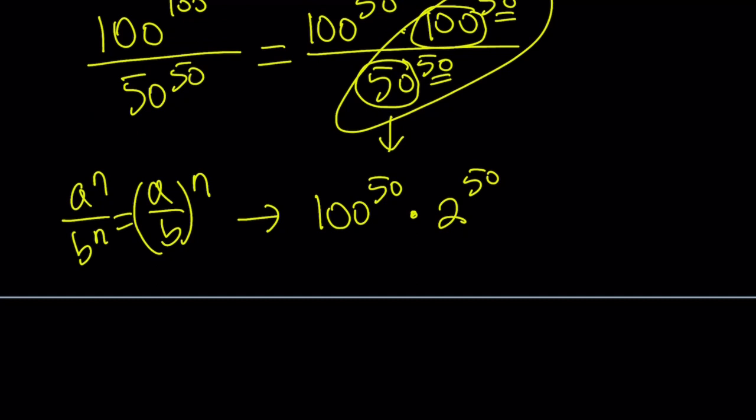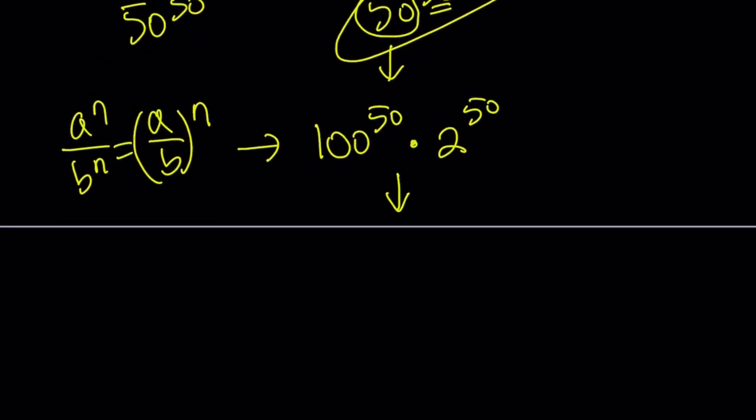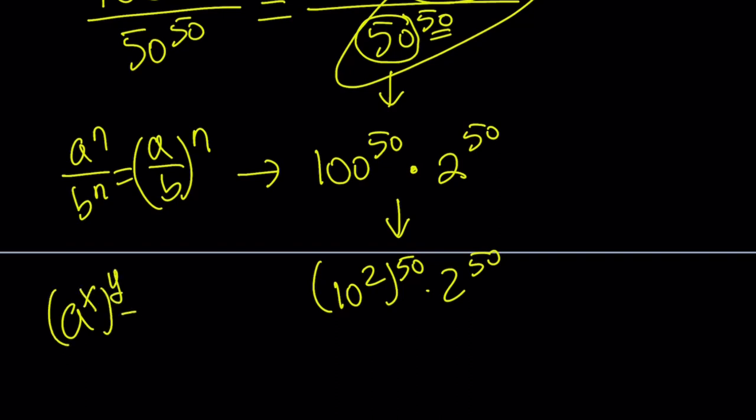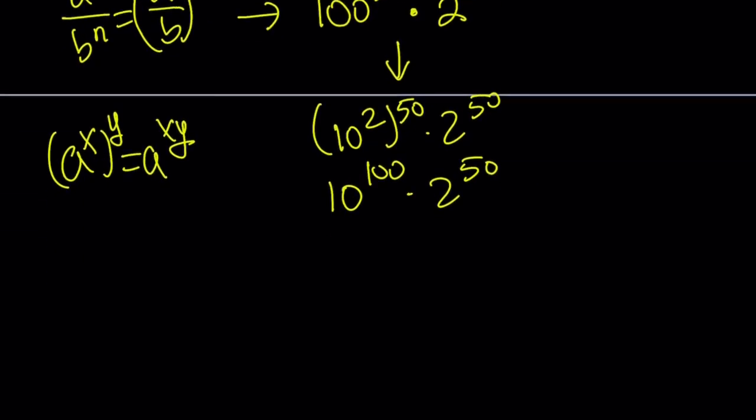So that brings us a different result because we can combine these two things. But let me go ahead and turn it into the first solution first, and then we'll do the other one. So I can write this 100 as 10 squared to the power 50. And then I can multiply the exponents because the rule says a to the power x to the power y can be written as a to the power xy. Again, another property of exponents, which is important. And then we get 10 to the power 100 times 2 to the power 50, just like before. Same thing, right?